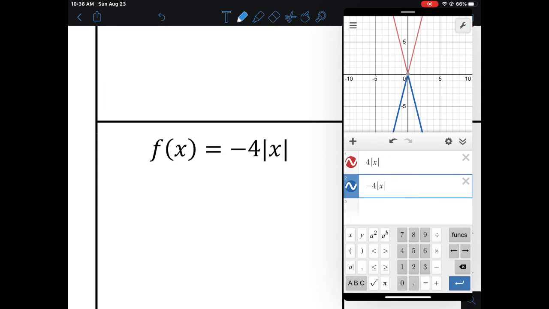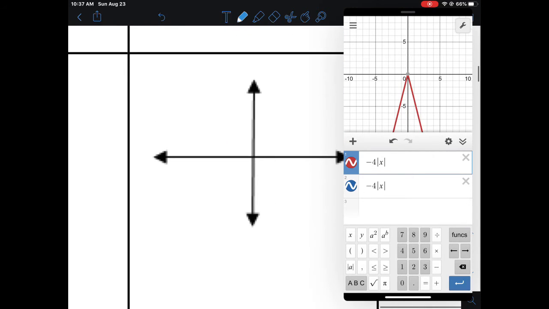Okay, you could have also just gone back to this first one because it already has the 4 absolute value of x, and you could have just put in that minus sign and notice that it flipped the function. So by adding a minus in the front, it made it from opening upward like a V to now going downward like an upside down V. Okay, so let's quick sketch that. Change colors, and it was an upside down V that was my graph.